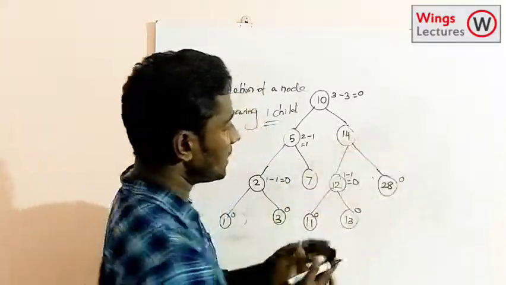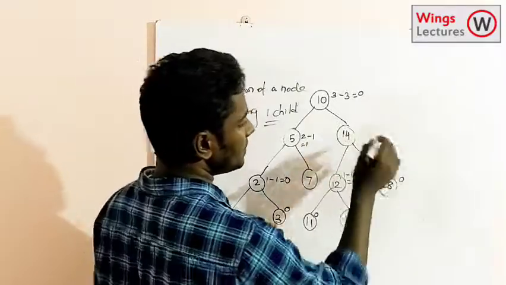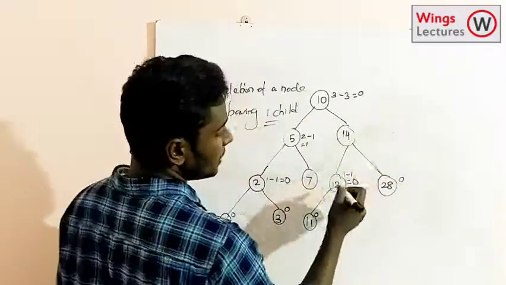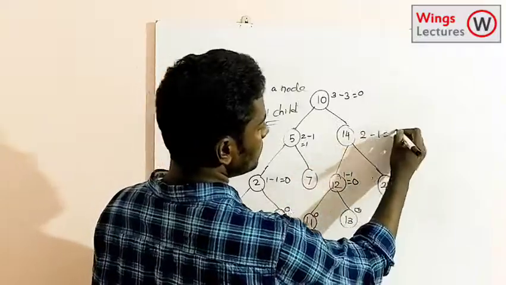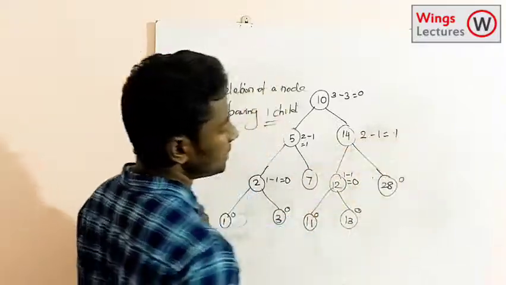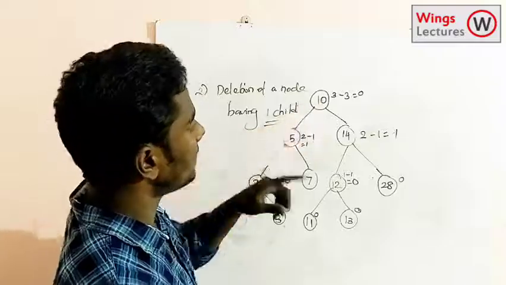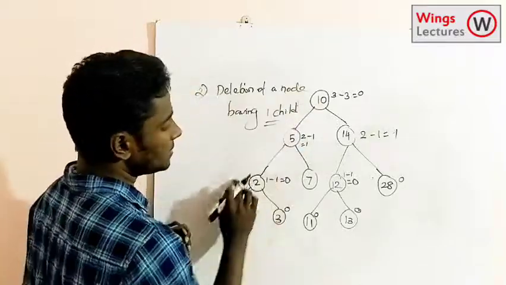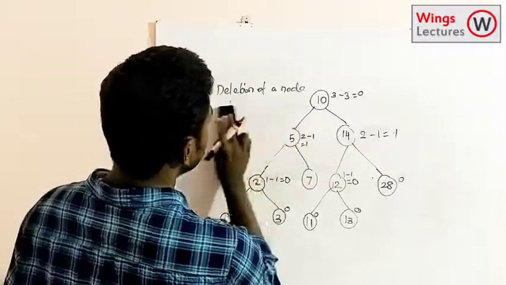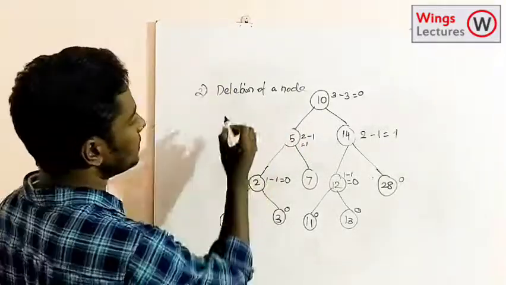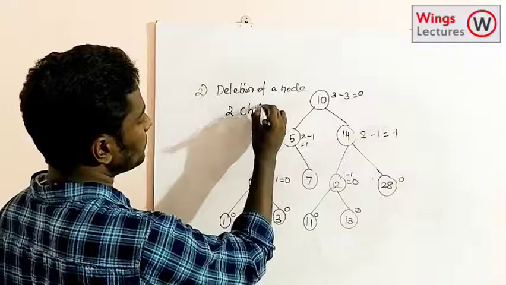Now there will be slight changes, but it's okay. There won't be any collision. So I'm pretty much sure. Here 2 and 1. So the balance factor is 1, no problem. For 10, that's also okay. 3, and here also we are having 3. Okay. Now the next case is deletion of a node having 2 children.